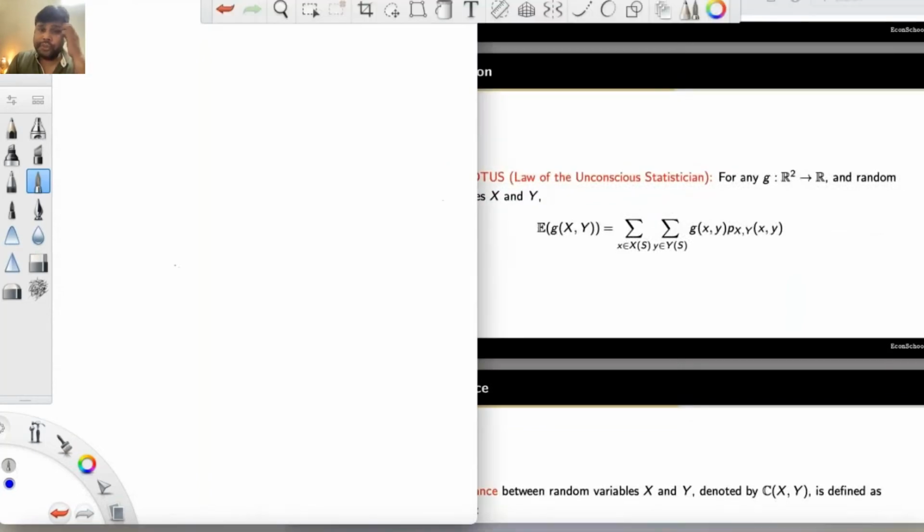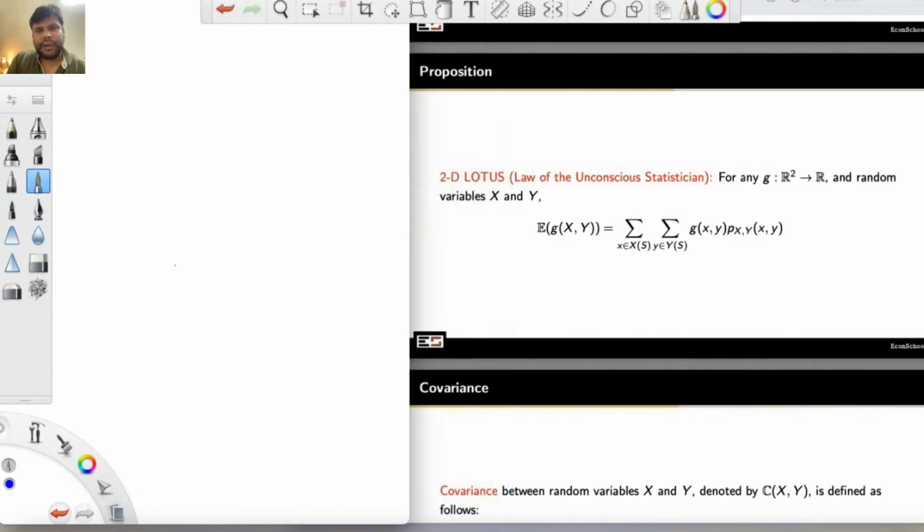Okay, so if you remember LOTUS, which we did earlier, there is also a two-dimensional LOTUS. So this is 2D LOTUS. Suppose you want to figure out the expected value of g(X,Y), where the input to g is two random variables. Since the input to g is two random variables, the output is also a random variable. So we can figure out its expectation, and this is what it is: the expectation of g(X,Y).